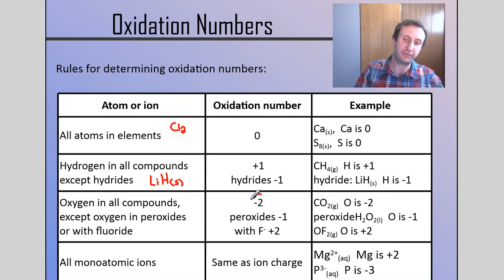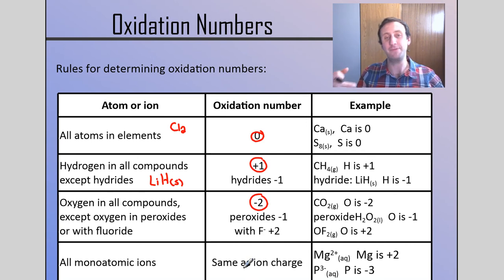Okay, so O almost all the time -2. Hydrogen almost all the time +1. Atoms and elements is 0. When I have ions, I have the same oxidation number as the ion charge when it's a 1 atom ion. So for example, when I have magnesium, let's say magnesium chloride, it's going to have a +2 oxidation number because its charge is 2 positive. Okay, if I have phosphide 3 negative, it's going to have an oxidation number of -3 because it has a charge of -3. Sorry, I said positive there. Negative for both of those.